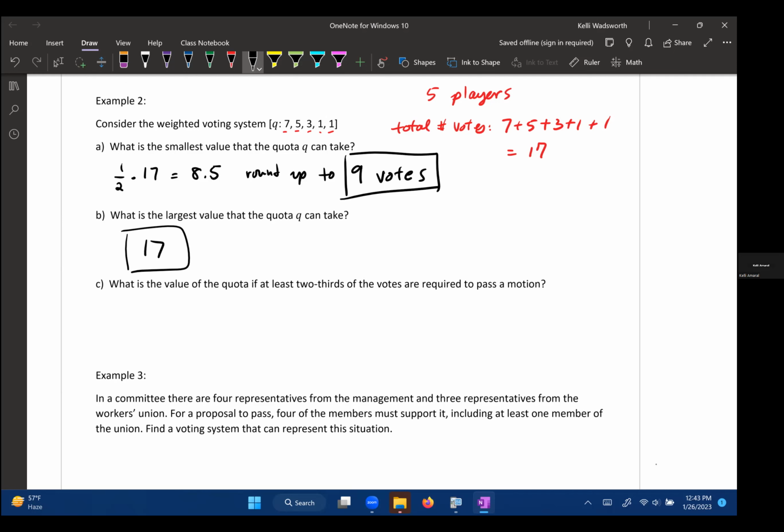So for this voting system, what would the quota have to be if we want 2/3? Okay, so we have to find how many votes is 2/3 of the total number of votes. So if you want to find what 2/3 of 17 is, just like we did 1/2 times 17, you're going to do 2/3 times 17, right? So that multiplication finds the proportion or the portion.